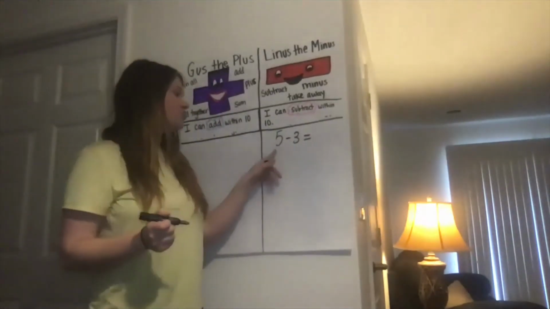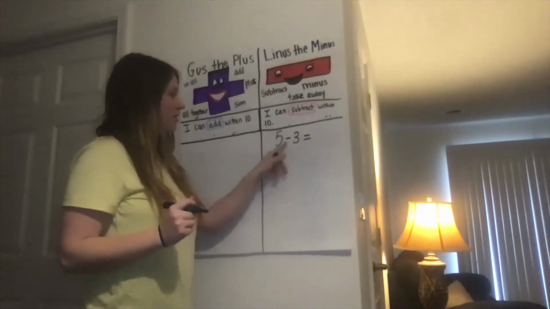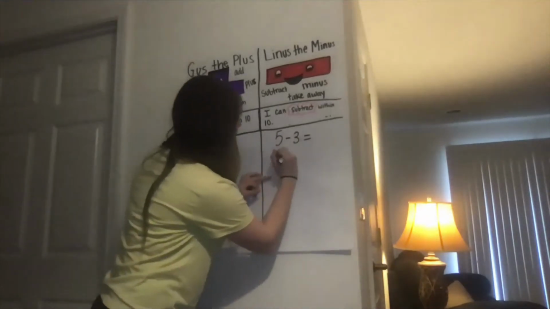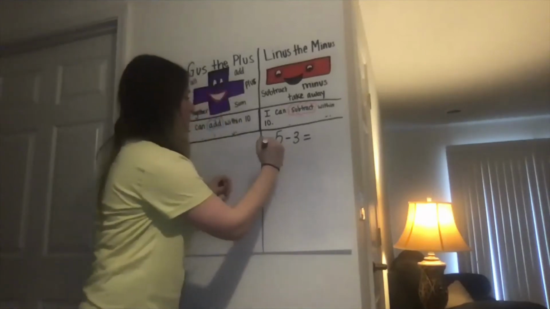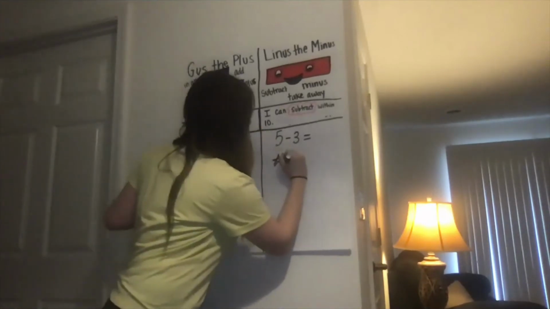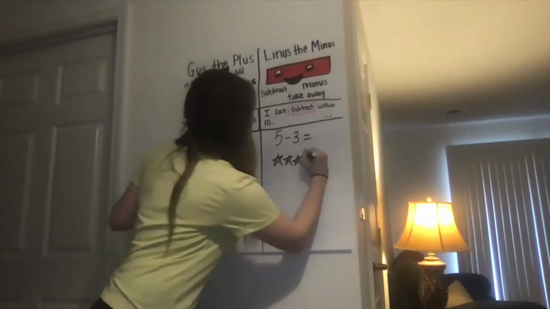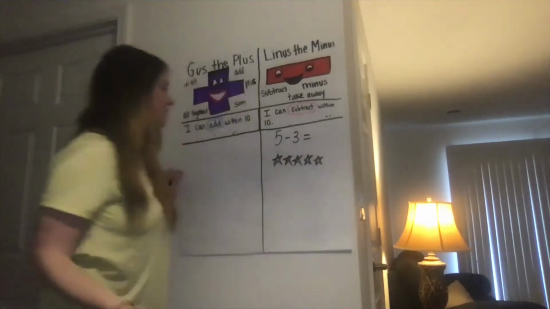So let's draw our picture. Well, in our equation, we always draw the number that we read first, so 5. So we're going to draw 5 stars. There we go, there's 5.